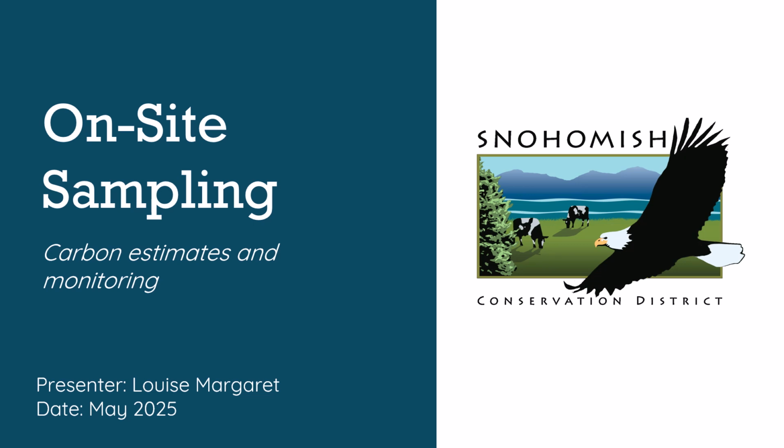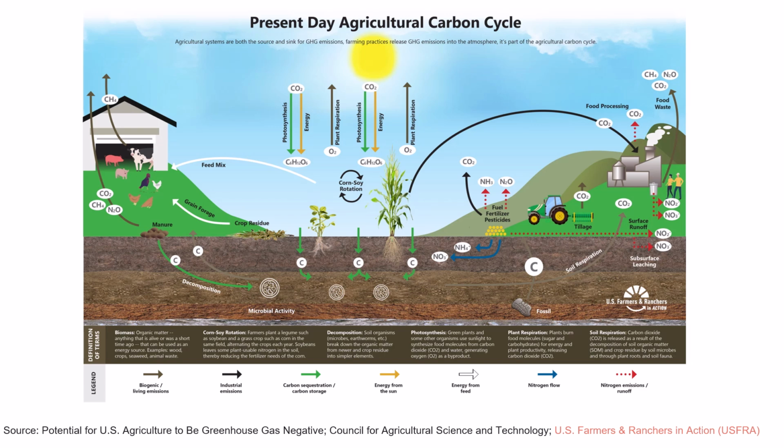Hello, and thank you for your interest in learning about measurements that can be taken on-site and incorporated into carbon planning. In this presentation, we will be reviewing some of the on-site carbon measurements you can utilize to better estimate and monitor carbon stocks. The carbon cycle within agricultural operations is complex and dynamic, but it is important to understand when trying to estimate the carbon stock on farms.